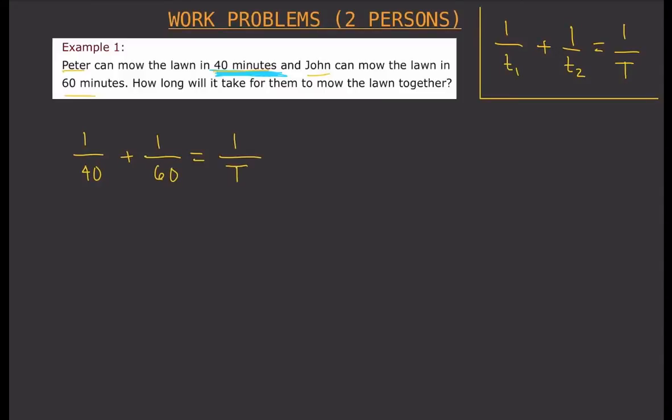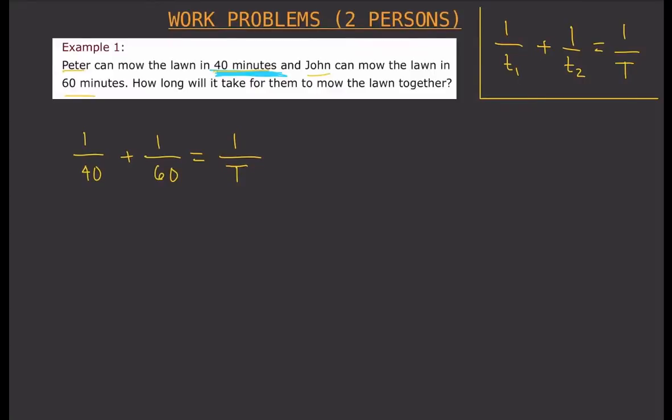So as you can see, this is a rational equation. Okay, now how do we solve rational equations? Well, we can solve it directly by getting rid of the denominators, right? So as you can see, on the left-hand side, we have a 40 in the denominator, and we also have a 60 in the denominator. And on the right-hand side, we have t in our denominator. So we want to get rid of all these denominators.